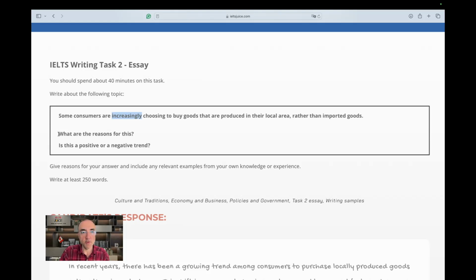We have two questions. What are the reasons for this? All right, we need to come up with reasons, plural, at least two reasons we need. And this is a trend. So what caused, or let me say, what elements caused this trend? 2, 3, whatever. Please think about those causes. And the second question, it's a yes/no question. Is it a positive or negative trend?